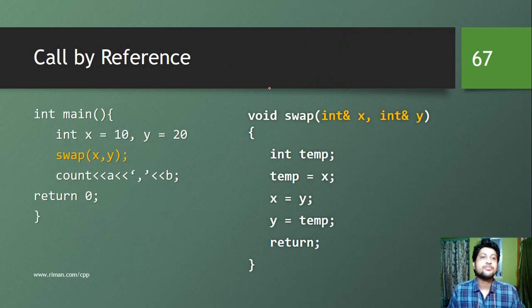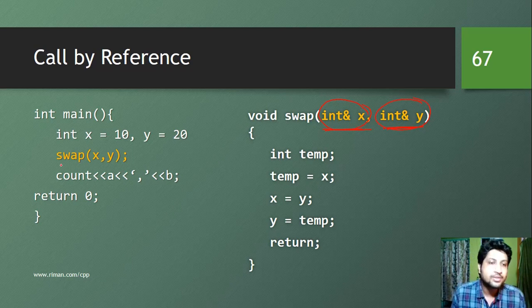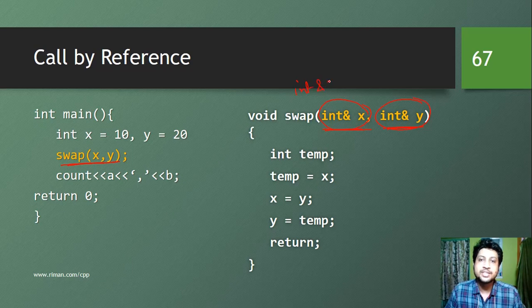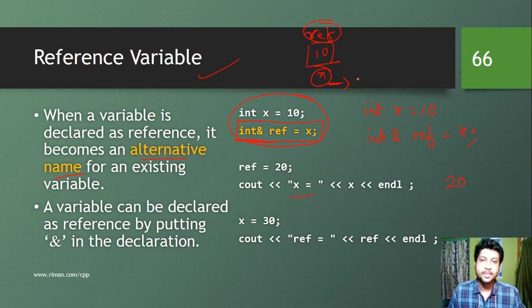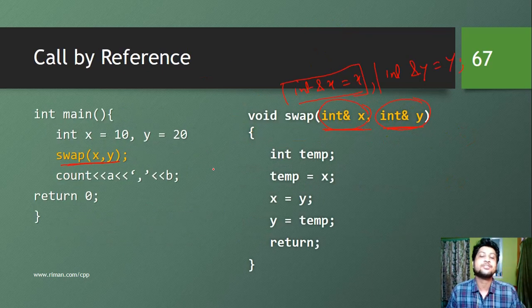So this is the example of call by reference. Now look at this structure. int &x is a reference variable, and int &y is a reference variable. So what is happening when we call this swap function? Implicitly, int &x = x, and int &y = y are happening. And now look at this statement: int &ref = x. This is how we actually create the reference.